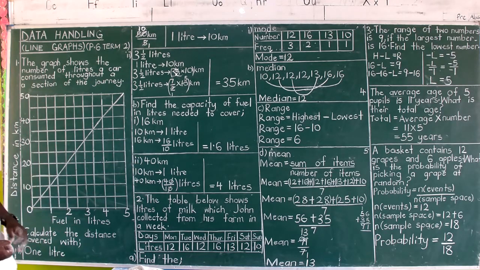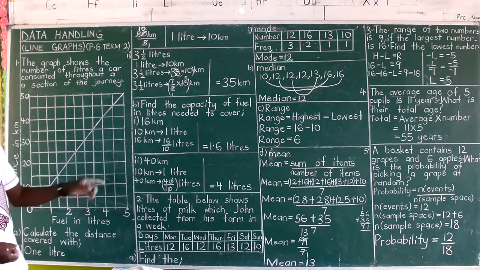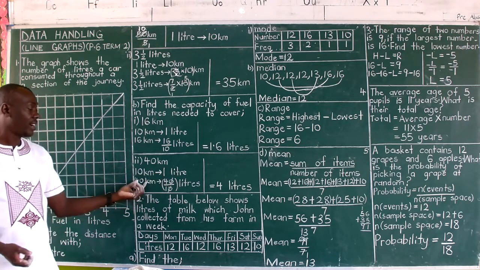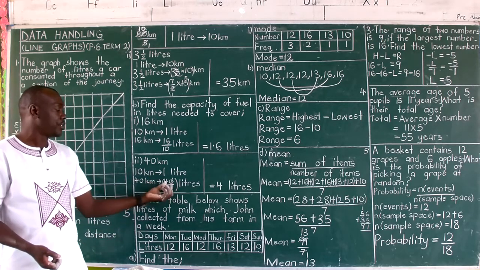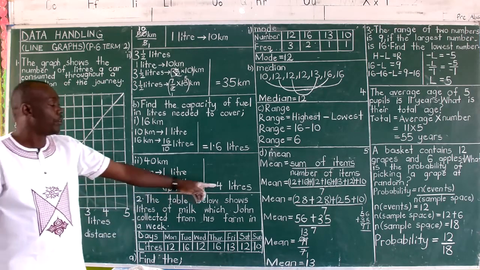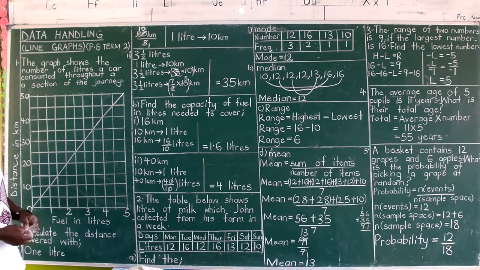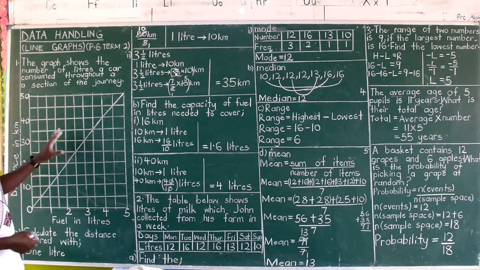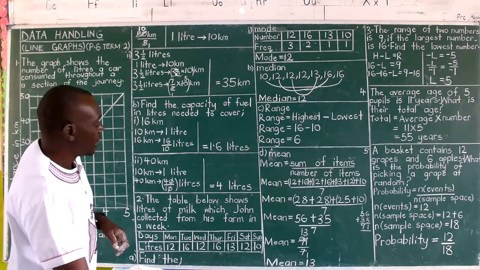Then part 2 of part B says find the capacity of fuel in liters needed to cover 40 kilometers. Do the same. 10 kilometers are done by a liter. What about 40 kilometers? It will be 40 divided by 10, which gives 4 liters. You will need 4 liters of fuel to go as far as a 40 kilometer journey. That's the way we work out and interpret information on a line graph.